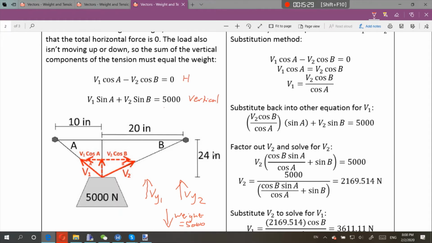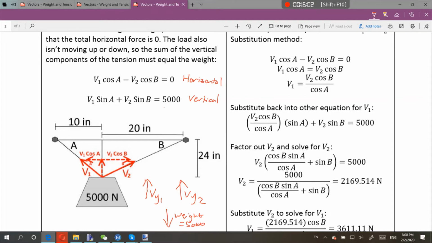And a second system that is what's happening horizontally. So horizontally, we've got these 2 parts that are acting in opposition to each other. So that's V1 cosine A and V2 cosine B, or the horizontal parts of V1 and V2, the tension in line 1 and line 2. I know that they should be subtracting from each other because they're acting in opposite directions, whereas these ones I'm adding because they're acting in the same direction.